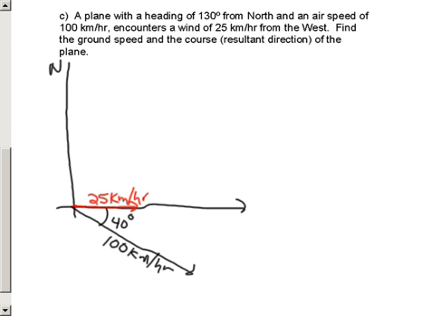So now you just move this vector to the end of this vector, and you're going to have a long, skinny parallelogram. Long and skinny. Yep, this is 100. Just move that vector over to the end of the other one. Our resulting vector, I'll put in blue, goes from here to here.